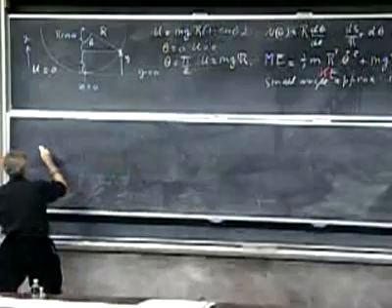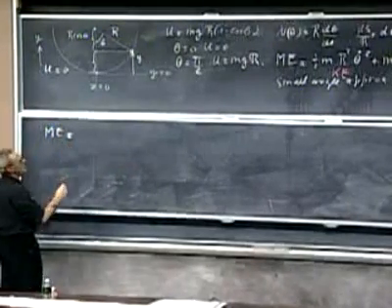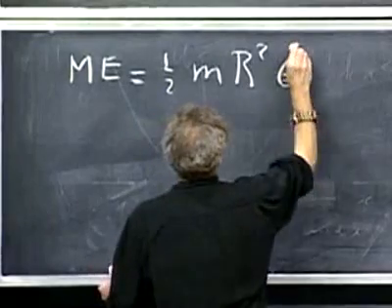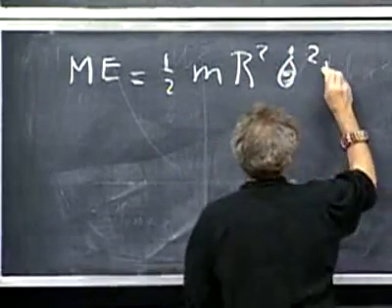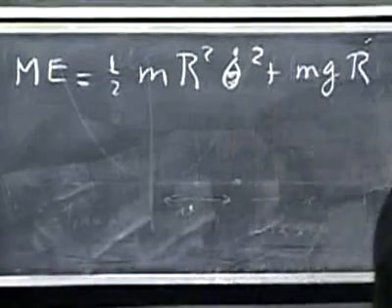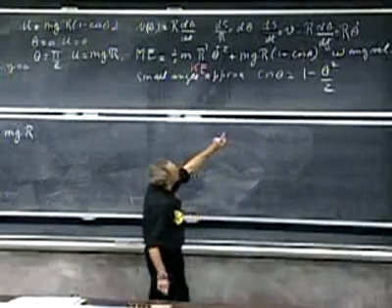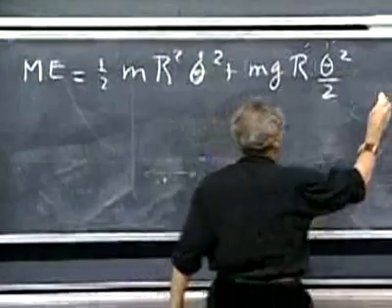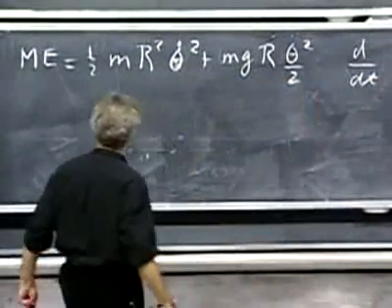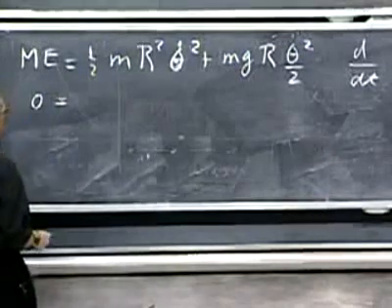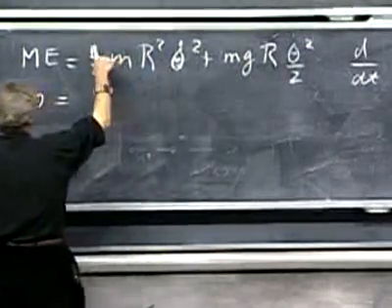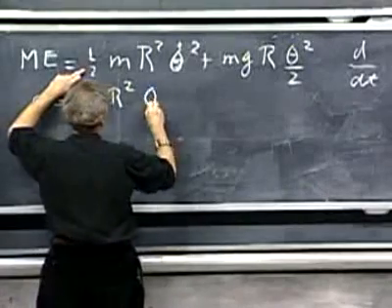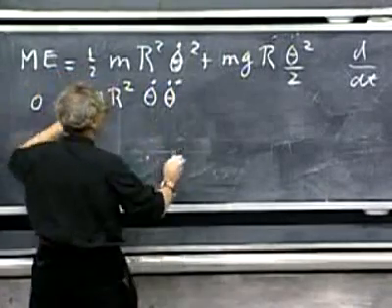So we're going to get that the mechanical energy, which is not changing, equals 1/2 m r squared theta dot squared plus mgr times cosine theta, which becomes 1 minus theta squared over 2. So we have a minus times minus becomes plus, so I get simply theta squared over 2. And now I take the time derivative. So this becomes 0 equals. Now, I get a 2 out of here, which eats up this 1/2. So I get m r squared, then I get theta dot, but the chain rule gives me theta double dot.